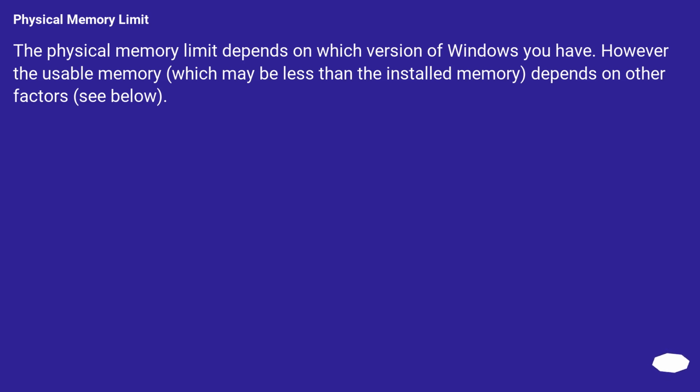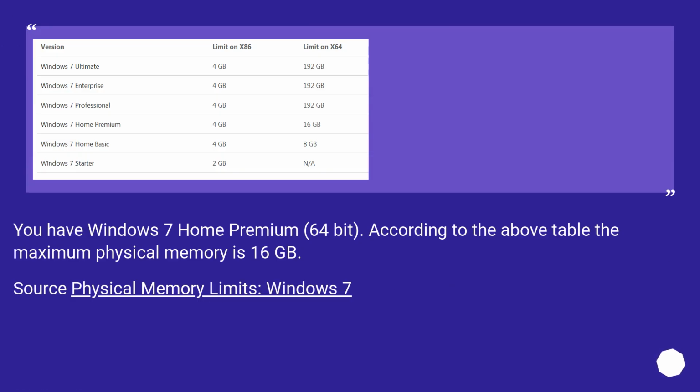Physical memory limit. The physical memory limit depends on which version of Windows you have. However, the usable memory, which may be less than the installed memory, depends on other factors, see below. You have Windows 7 Home Premium, 64-bit. According to the above table, the maximum physical memory is 16 GB. Source: physical memory limits, Windows 7.